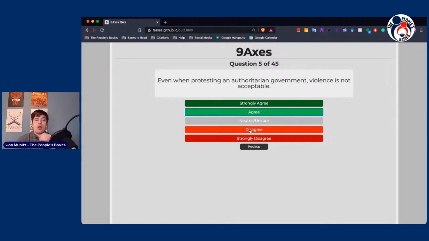And so I'm not going to strongly disagree because I am very anti-violence, and I do not think that is one of the desirable methods of protesting. But I do not think that it is something that can never be acceptable. Riots are the voice of the unheard a lot of the times. So I'm going to disagree there.